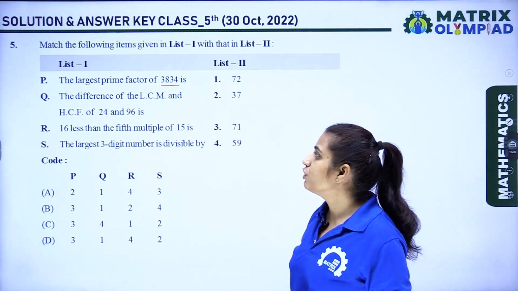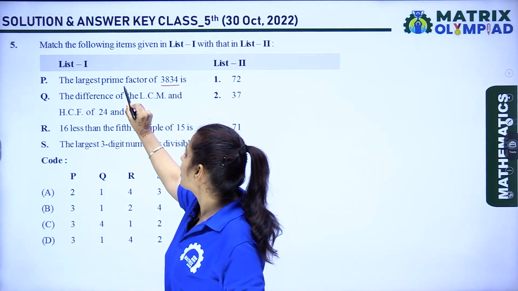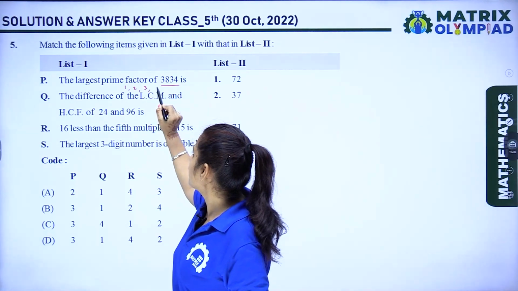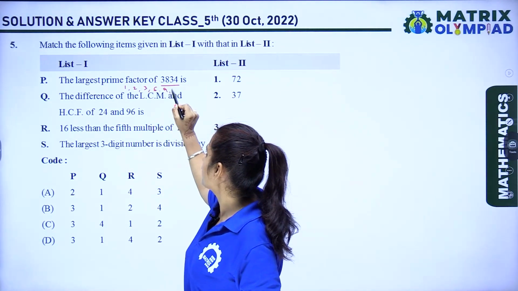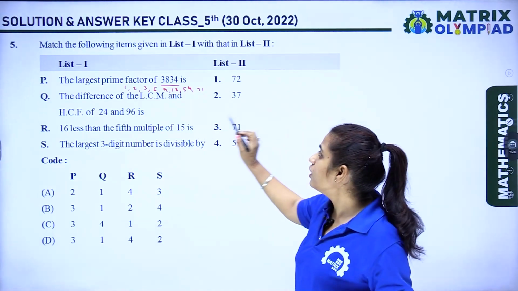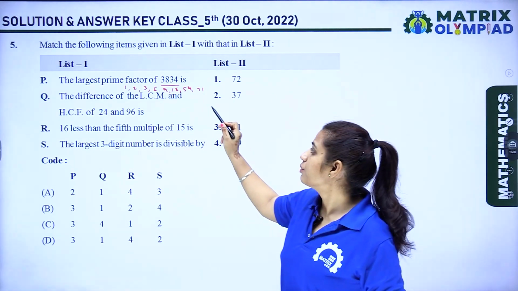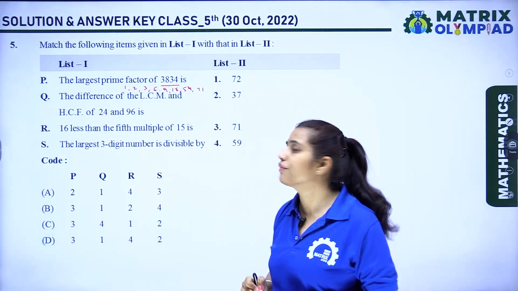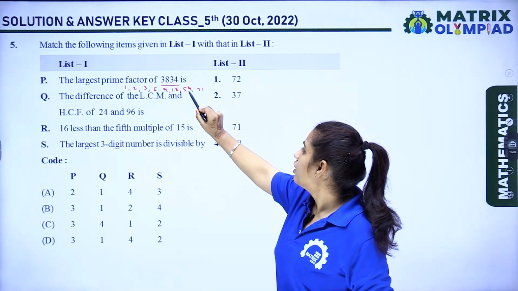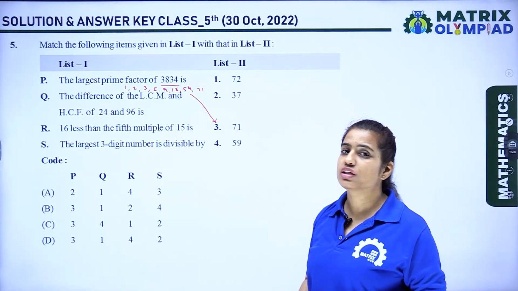So first of all, we should know what are the factors of 3,834. Now, the factors are 1, 2, 3, 6, 9, 18, 54, 71. Here, 71 is the largest prime factor of 3,834 out of these 4 options. So we can say that P is going to match with the third part of list 2.